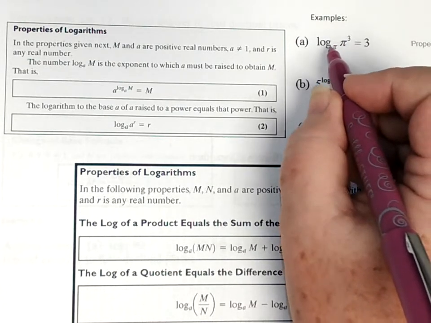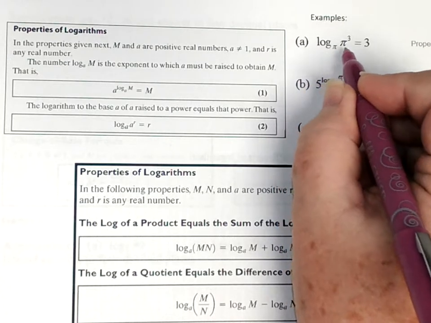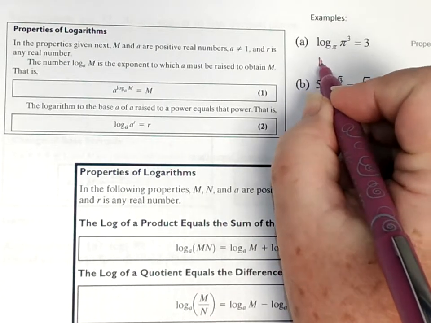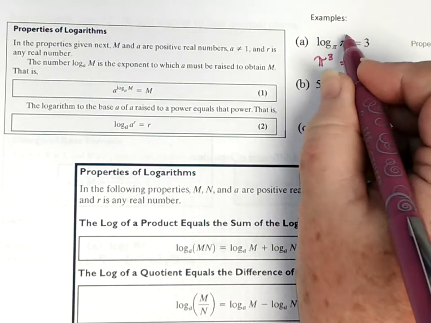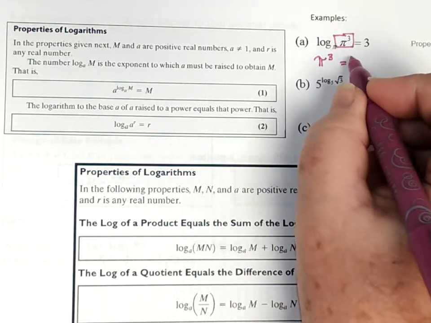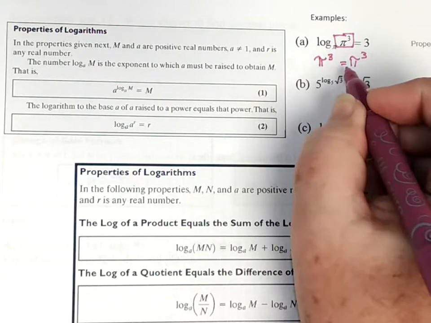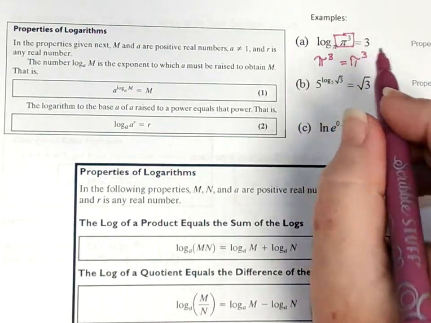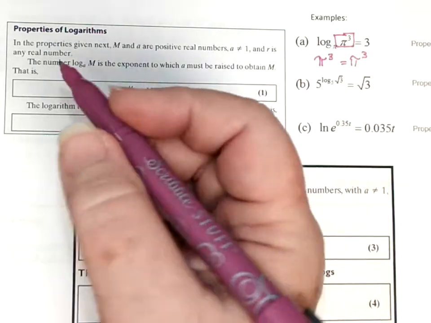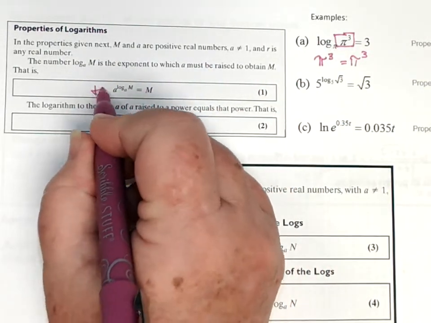All I'm going to do is prove that this is true. So by taking the base of pi, raising it to the exponent of 3, and saying that equals the number right here, which is pi to the third. Well, we know that pi to the third does always equal pi to the third. So where does this come from? And it comes from these two properties right here.